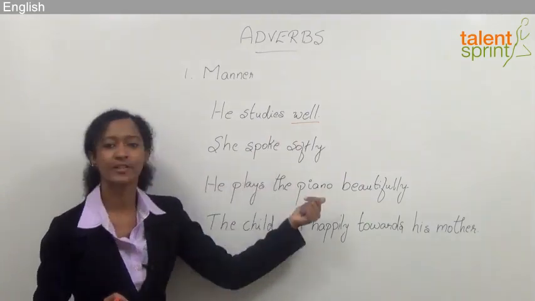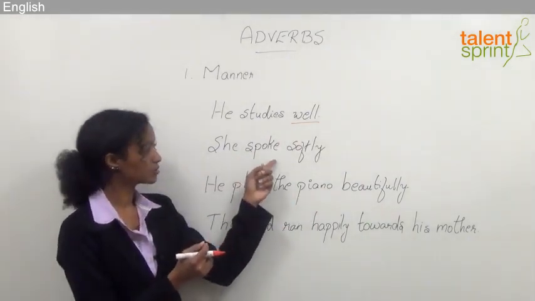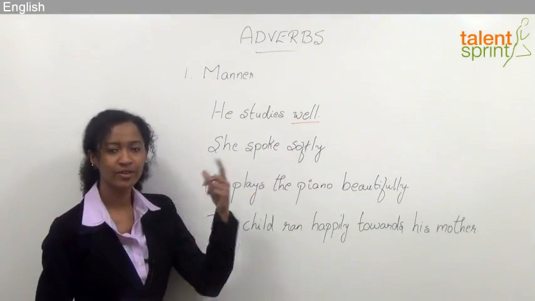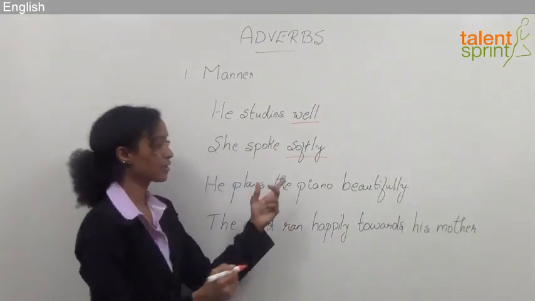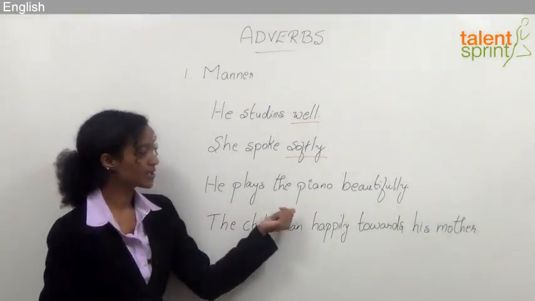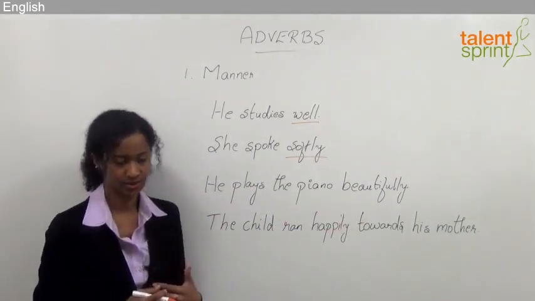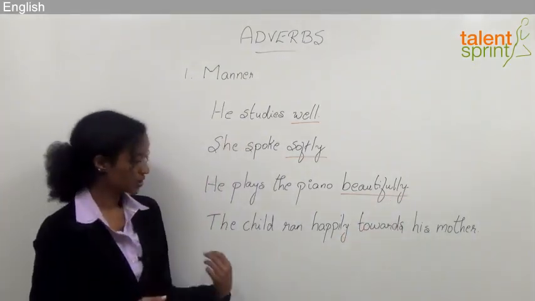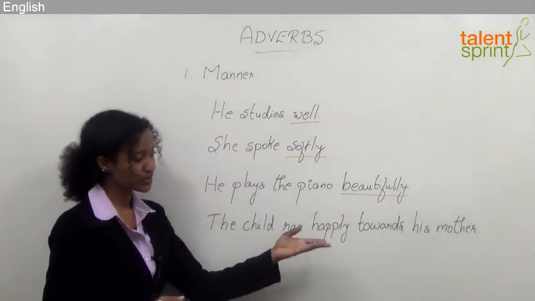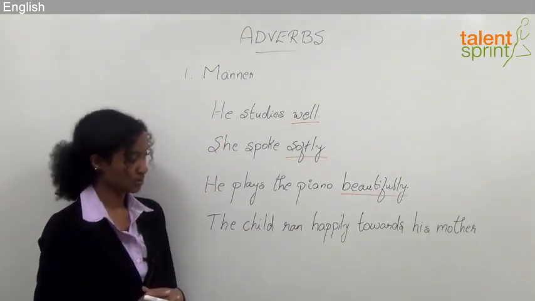She spoke softly. Verb, adverb. I know that an adverb qualifies a verb, right? So, softly is my adverb here. He plays the piano beautifully, right? Beautifully is my adverb here. The child ran happily towards his mother. Okay?